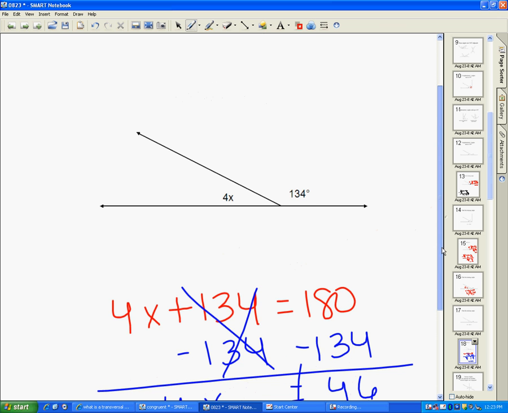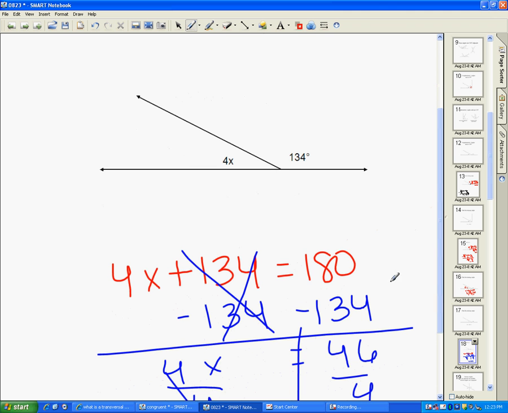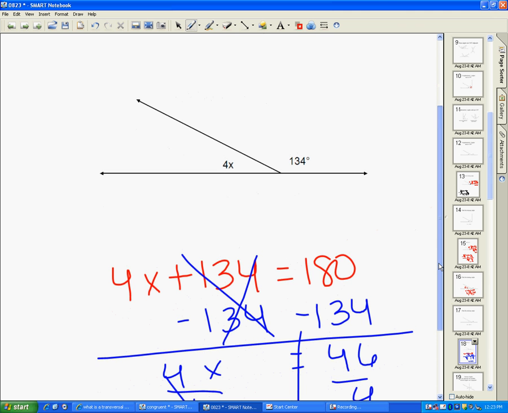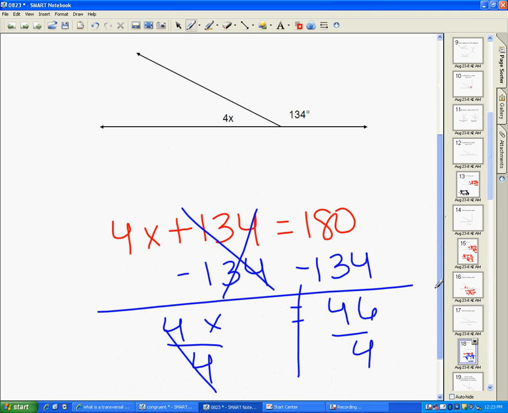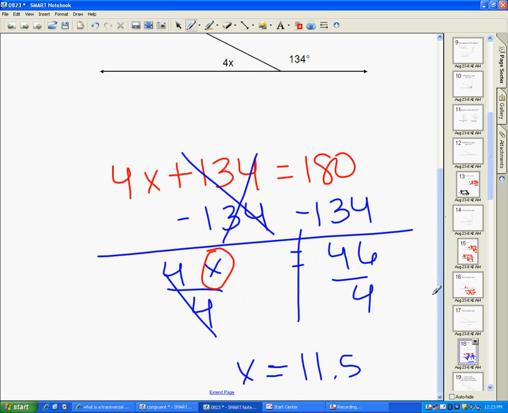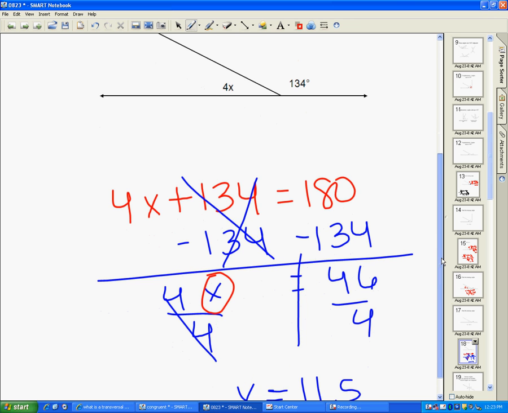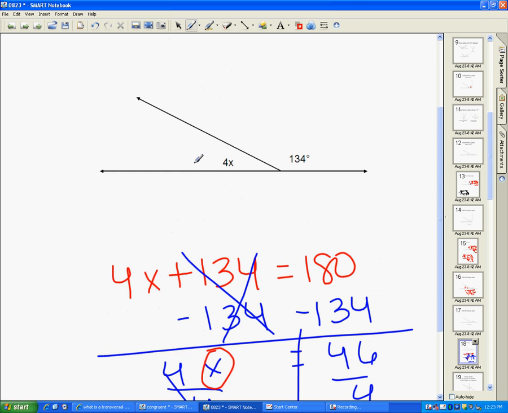I subtract 134 from each side, leaving me with 4x is equal to 46. Then I'm going to divide both sides by 4 because remember I want to isolate the variable here. I want to get it by itself. And this leaves me with 11.5, or 11 and a half. So x is equal to 11 and a half. And this angle measure is equal to 46 degrees. That's what we were able to figure out right there.